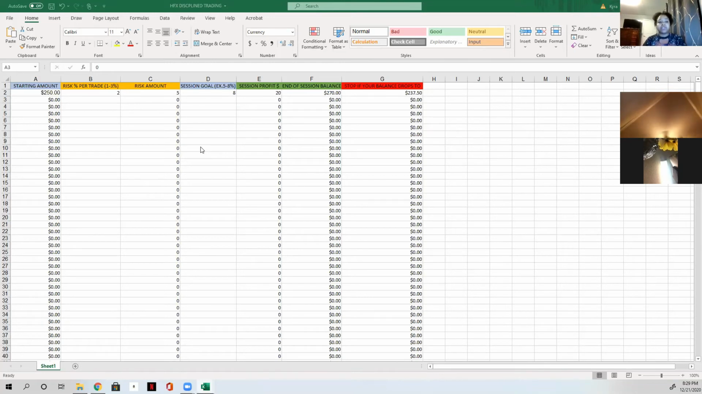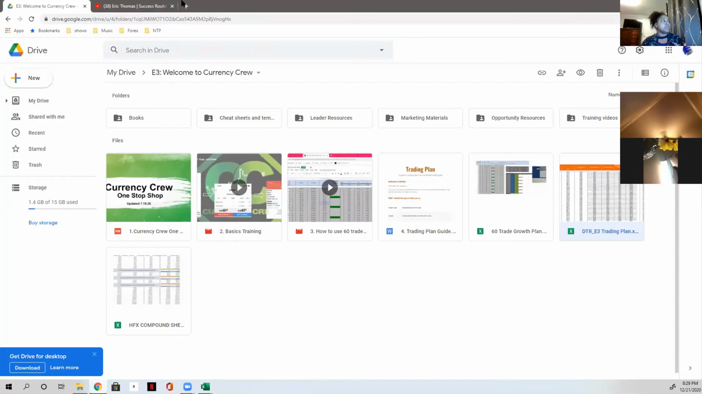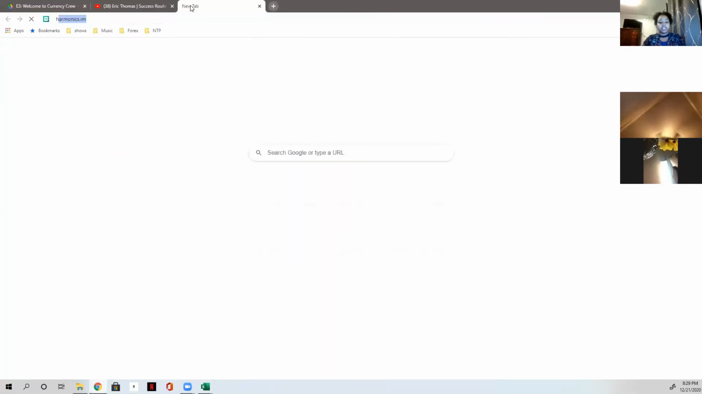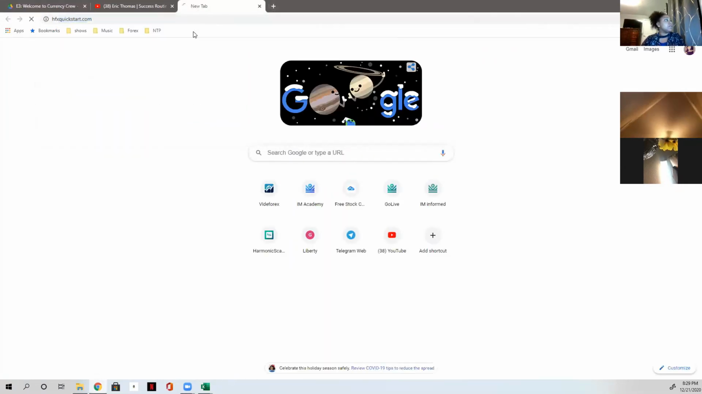All of these I actually pulled just from hfxquickstart.com. So again, if you guys have never been there, let me show you this too. But HFX, remember, quickstart.com.